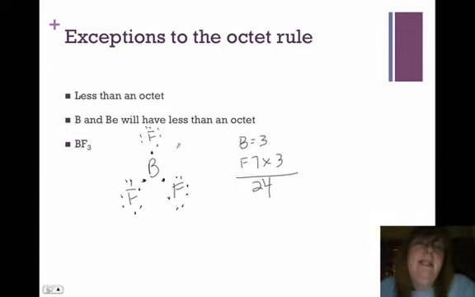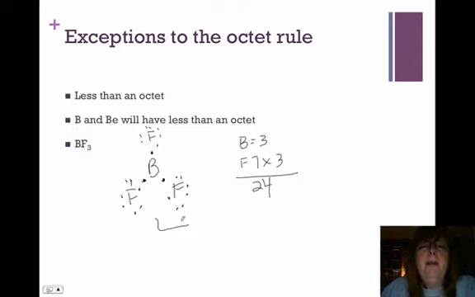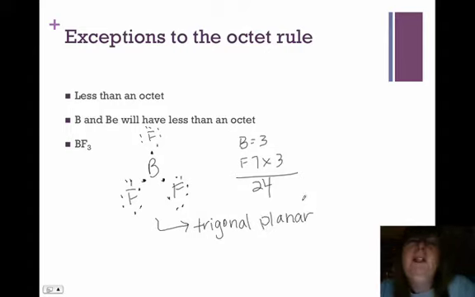So beryllium does the same thing. They're quite happy with just seeing a total of 6 valence electrons in their outer shell. The geometry of this, with 3 bonding pairs like this and no non-bonding pairs, the geometry is trigonal planar. It all falls into one plane. So whenever you're drawing a Lewis structure, if you have boron and beryllium, be thinking, oh, that's an exception to the octet rule. It will probably only have 6 valence electrons in its outer shell.